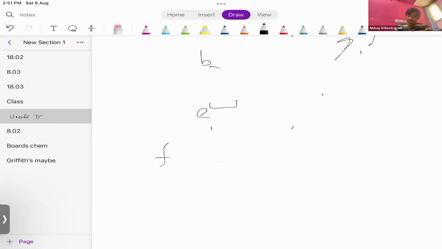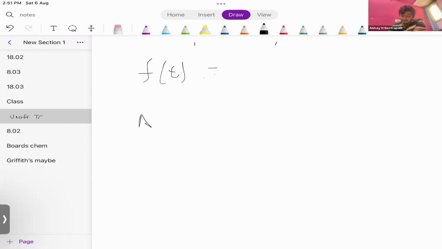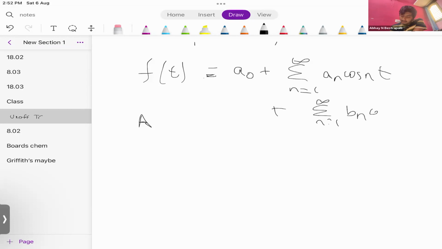Right. So you can split any function f of t in the form of cosines and sines, with many frequencies. Okay, so with that detour, let's come back to the second last part of this talk. Let's say f(t) is of that form, as we saw: a naught plus the sum from n equals 1 to infinity of a_n cos nt, plus the sum from n equals 1 to infinity of b_n sin nt.